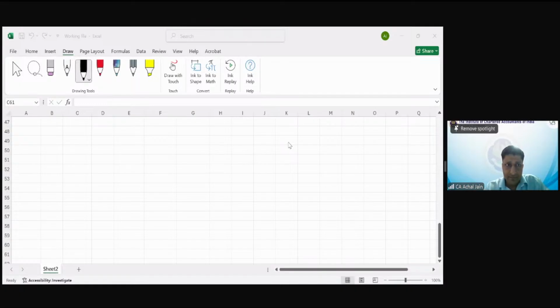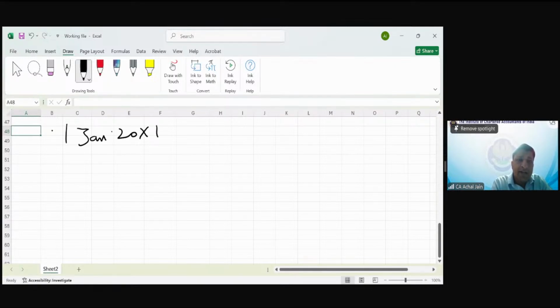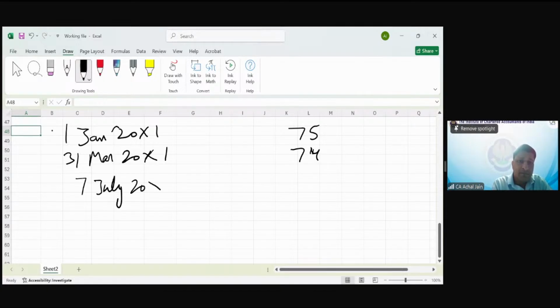My doubt was, in the second question, on 1st January 2001, we purchased goods. So the difference of that 1 rupee will be charged in 2001, 31st of March, right? Correct. Then we have paid in July, 7th of July, at rupees 73. So the gain of this 1 rupee from 74 to 73 will be mentioned in 31st of March 2002, right? Yes, that's correct. And there are two financial years.